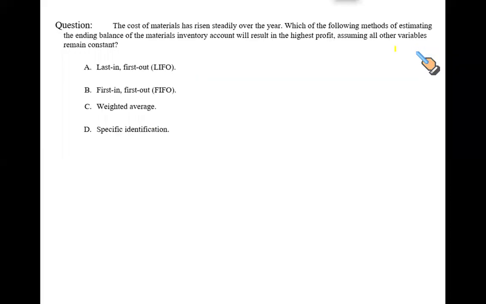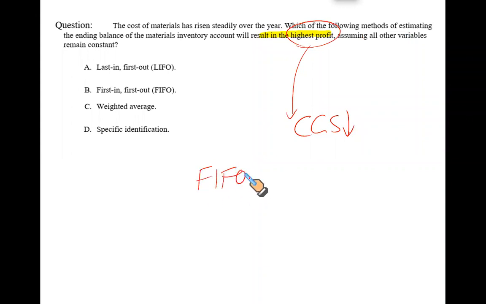So here we go. The cost of material has risen steadily over the year. Prices are going up. Which of the following methods of estimating ending balance of material inventory account will result in the highest gross profit? Now you have to think. Do not just jump on the question. You have to think which method will give me the highest profit. That method will give me the highest profit that results in the lowest CGS, because when the CGS is lowest, you will have the highest level of gross profit and net profit, right? So if the prices are rising, and if you're using FIFO, your oldest costs, oldest lower costs, are charged to CGS.